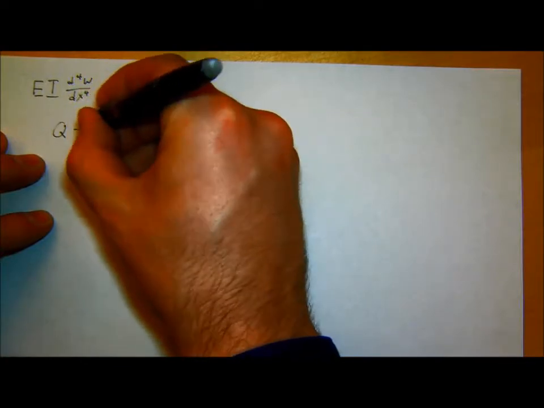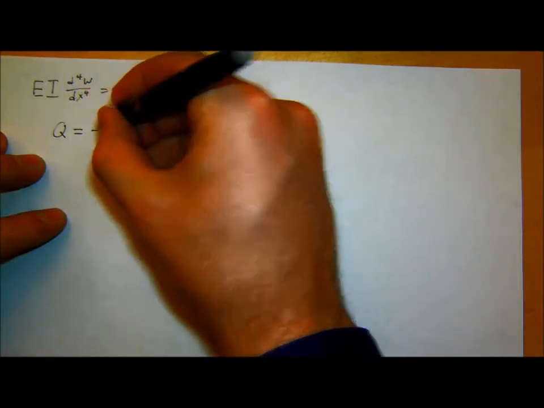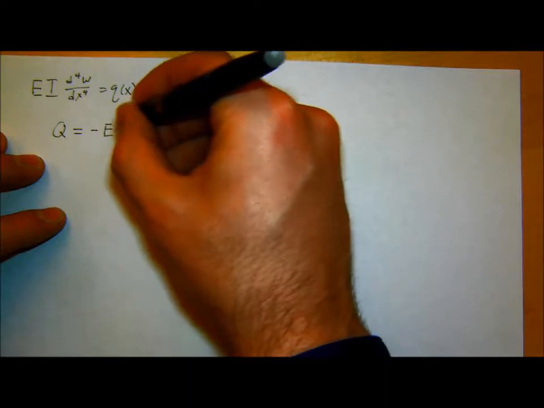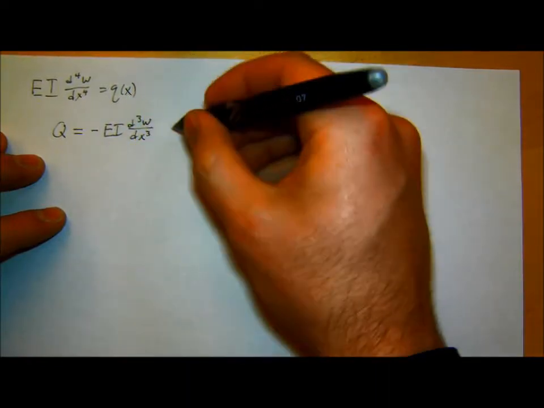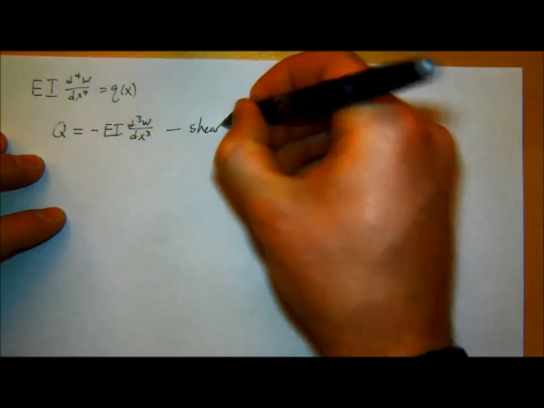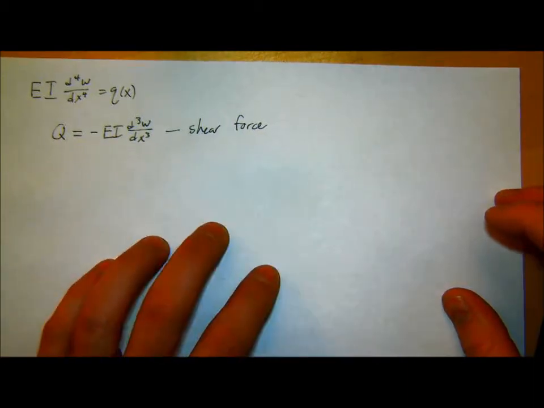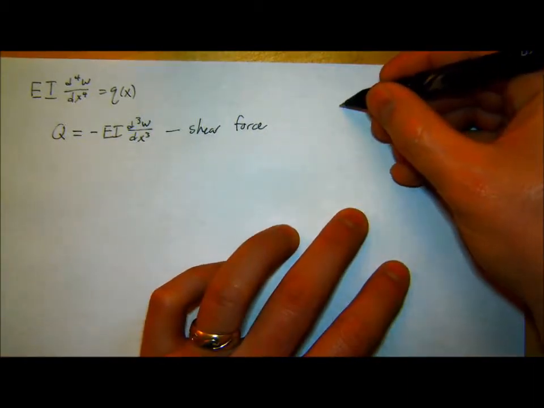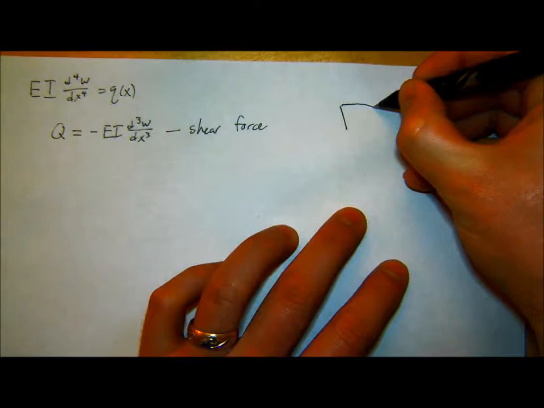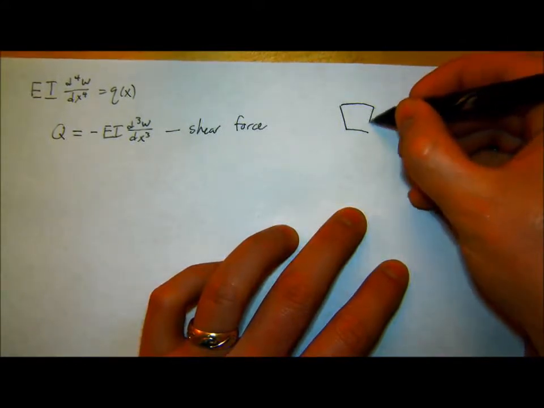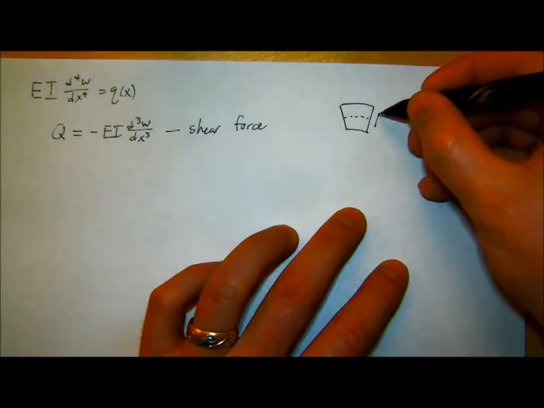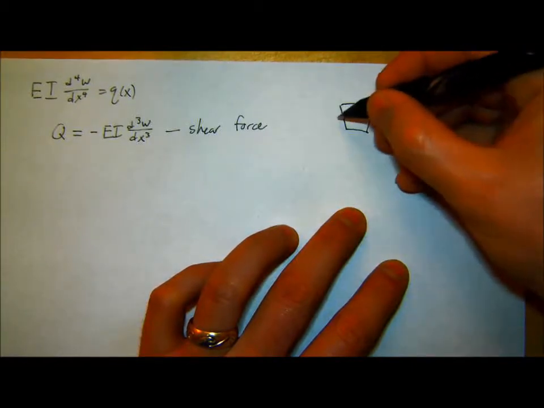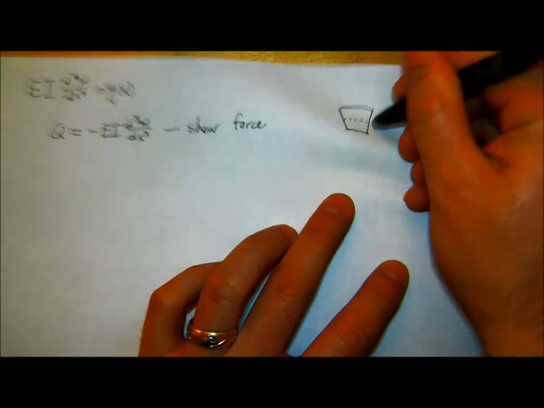I can say Q is equal to negative EI d cubed w dx cubed, where this is now a shear force in the beam. So let's draw, if I have a general deformed beam element here, let's draw that this way.